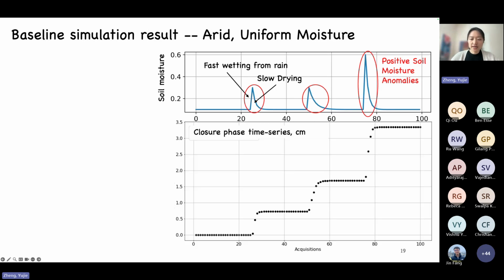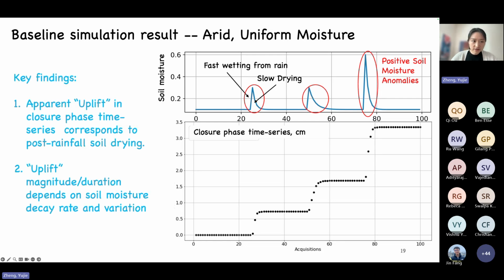And the patterns of bias we observe in the simulation is shown here, and it really closely mimics the real-world observations we had. Firstly, you can see that the closure phase time series is cumulative for each rain event. And furthermore, we find that these apparent uplifts or step changes in the closure phase time series correspond to the post-rainfall soil drying period. And last but not least, the size or magnitude of the step change and the duration of the step change also closely follow the magnitude and durations of the soil moisture anomalies themselves.